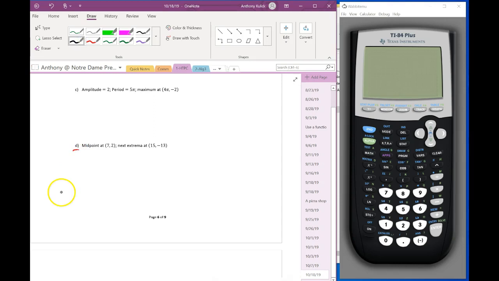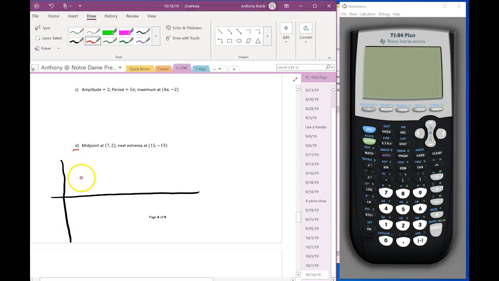So I'm going to draw myself a picture to kind of help myself see what's going on. So 7, 2 could be, say, here. 15, negative 13 is there. Everybody agree with that? So we're told that this is a midpoint. And I know that this one then is a minimum, right? Because it's below the midpoint.